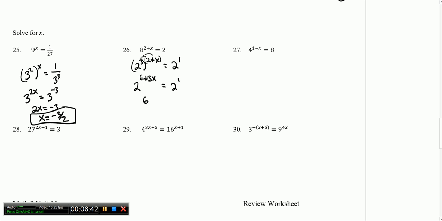Set your exponents equal to each other. 6 plus 3x equals 1. Subtract 6. 3x equals negative 5. Divide by 3, and x equals negative 5 thirds.